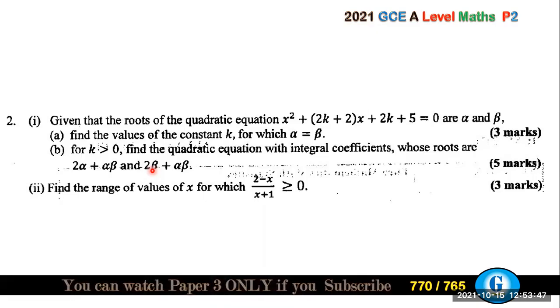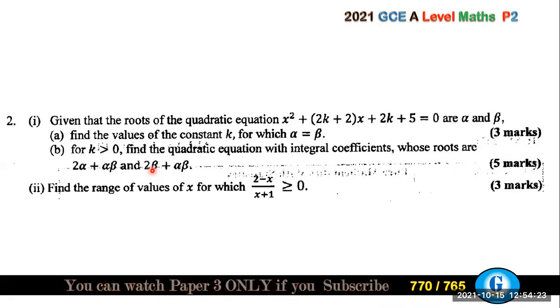So the roots are alpha and beta. In the first case, we want to find the values of the constant k for which alpha is equal to beta. And B, if k is greater than 0, normally it means that from the A part, we may have values of k which are positive and k which are negative. So in this B part, we are going to use the value of k that is positive. B reads, for k strictly greater than 0, find the quadratic equation with integral coefficients whose roots are 2 alpha plus alpha beta and 2 beta plus alpha beta.